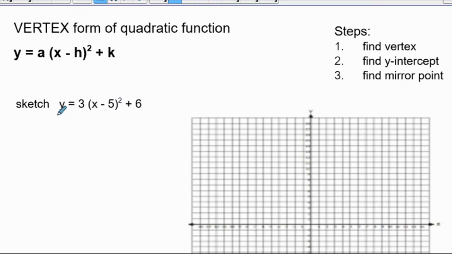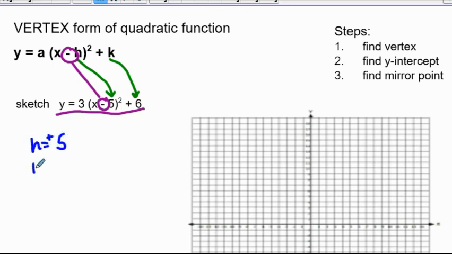So the first function I'm going to graph is this one. What we should notice is that h is right there and k is right there. Really important that you check the sign right here. You've got to check that sign. So what I'm seeing is that h is positive 5 and k is positive 6, and I could write that as an ordered pair like this.